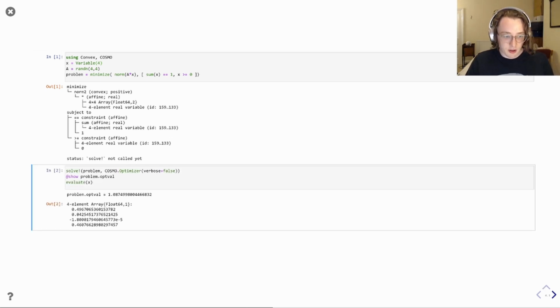Okay, and now we solve it with the Cosmo optimizer, and we can print the optimal value, and we can see the solution. And yeah, it's kind of meaningless because A was a random matrix. You know, just to show you can do it. And one nice thing with Convex is you can swap out the optimizer. So if we thought, something doesn't seem right, I suspect there's some problem with the solver here, I can swap it out for a number of other ones.